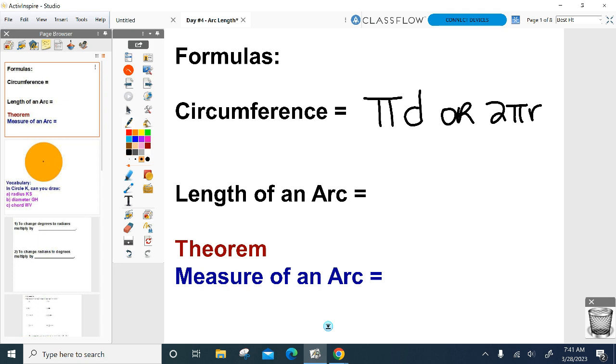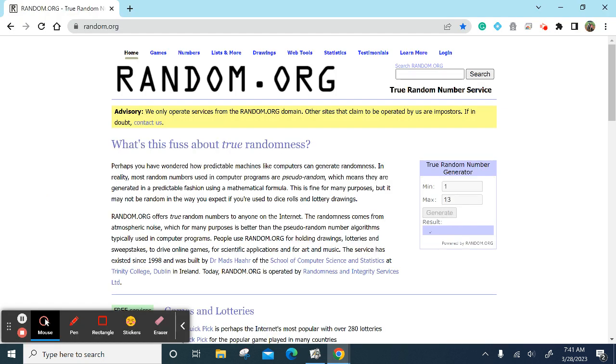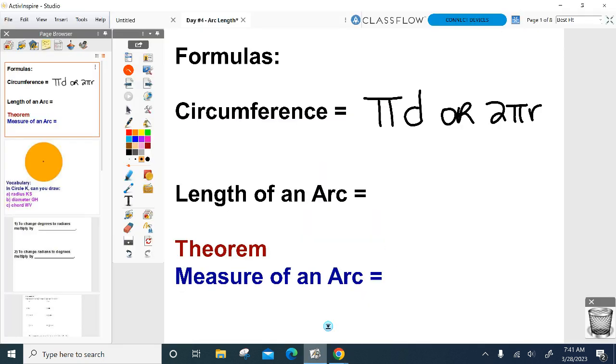Length of an arc. How do I find the length of an arc? I'm going to use this formula again today with you. Length of an arc, how long an arc is. The measure of the arc, and that's in degrees, over 360 times pi d.